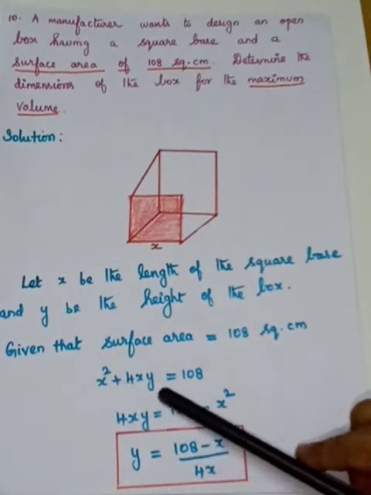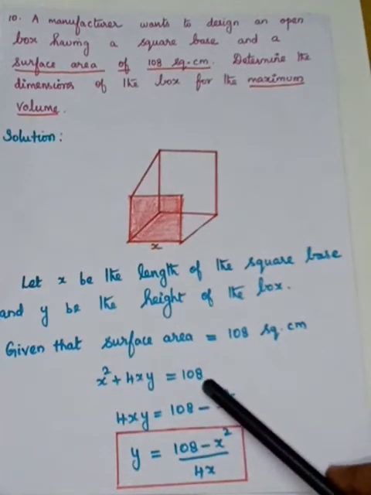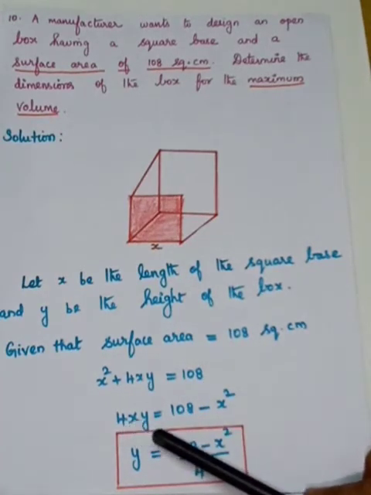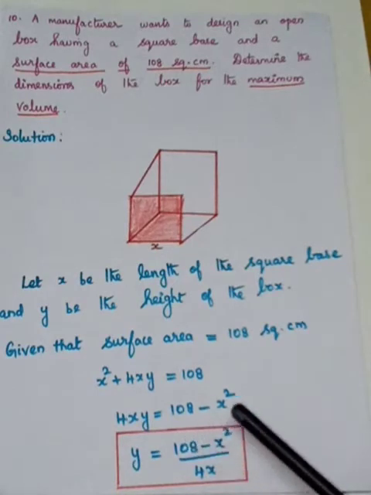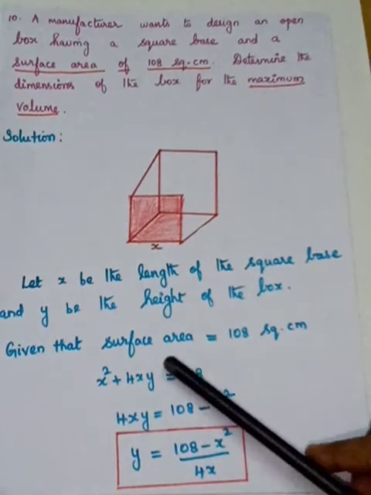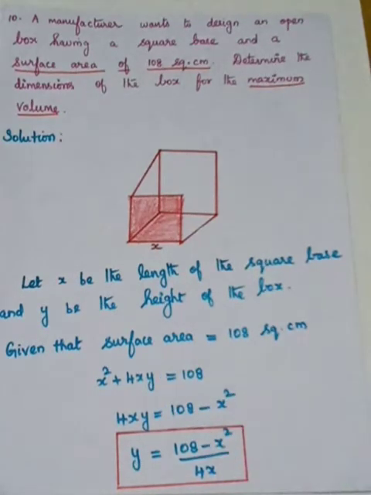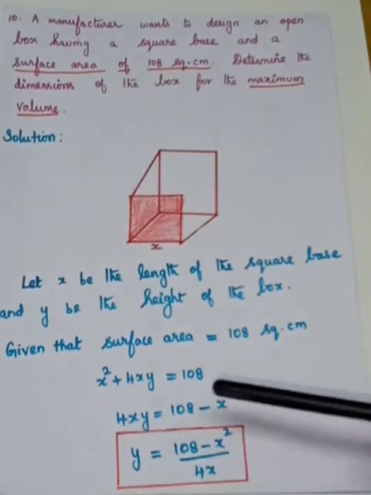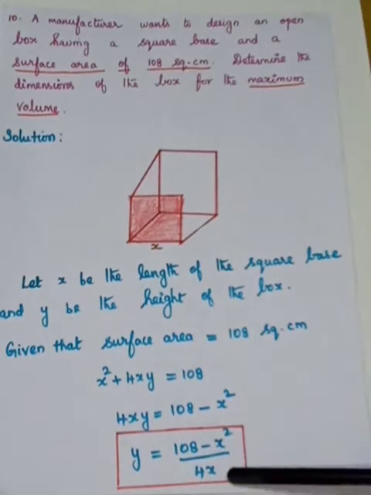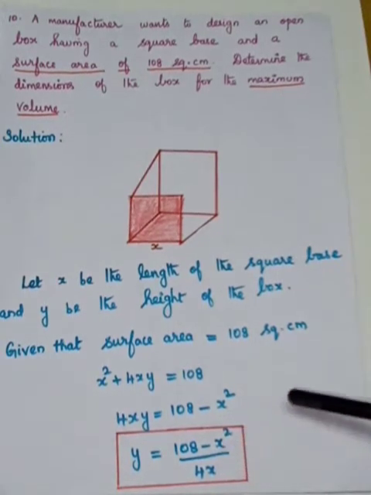So the total surface area of the box is 108. So from that, 4xy is equal to 108 minus x squared. So from the given result, what do we have to do? We have to find one variable in terms of the other. So therefore, y is equal to (108 minus x squared) by 4x. So one part is over.